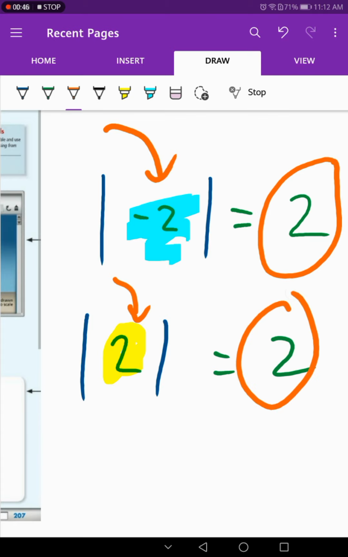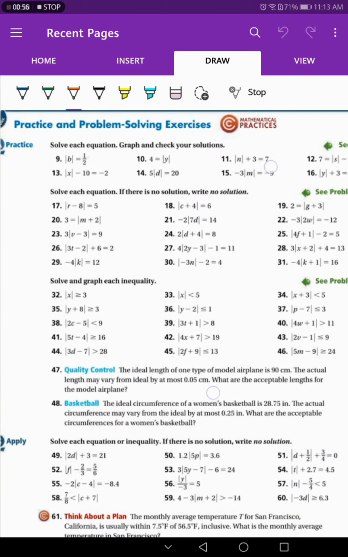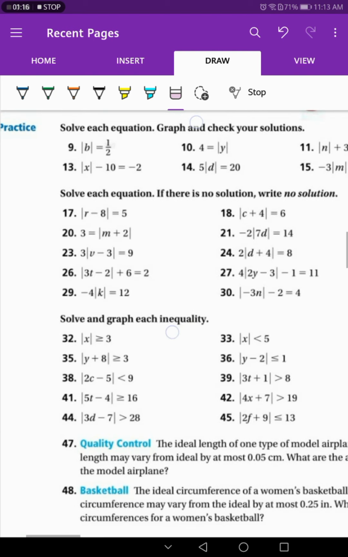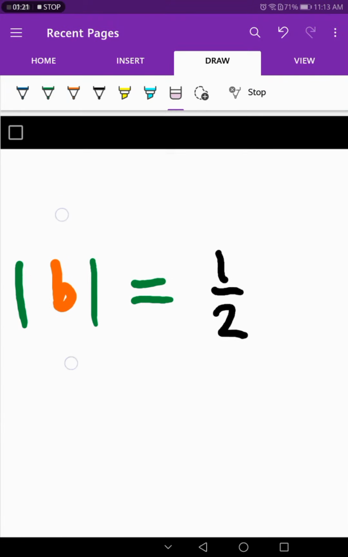Now we move a step up to the next level and apply the absolute value to equations and inequalities. Let us take question number 9 here. May you read the question, Faris? The absolute value of b equals 1 over 2. But before, what did the question ask me to do, Faris? Solve each inequality and graph and check your solution. Okay, beautiful. So I will start with number 9. Absolute value of b is equal to 1 over 2. I wrote it here.